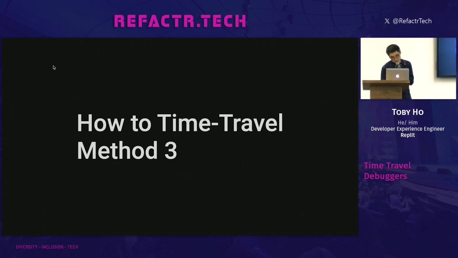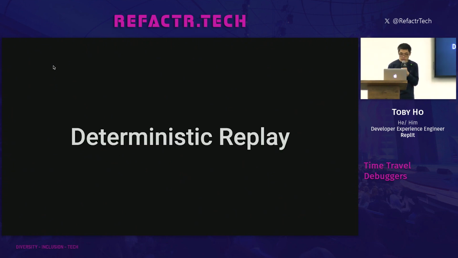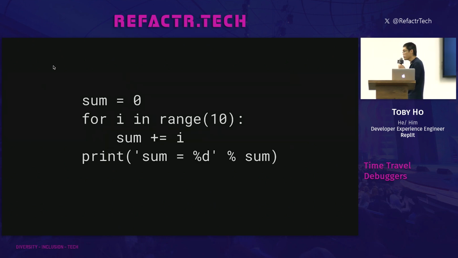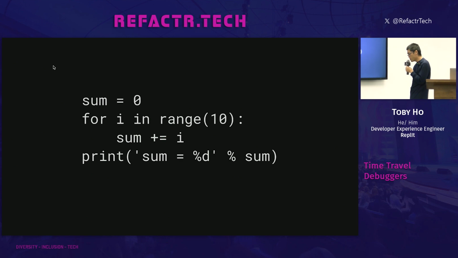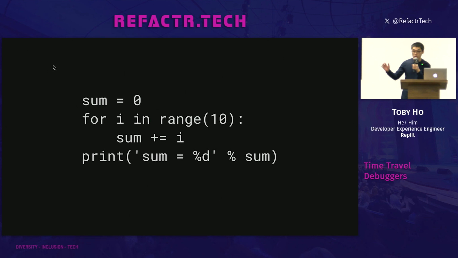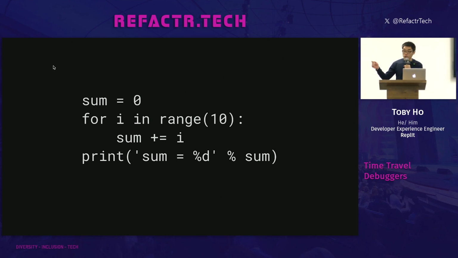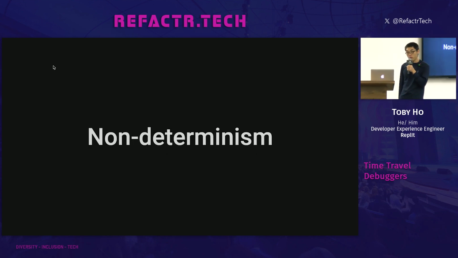How does it work? It uses a technique called deterministic replay. And if you wanted to learn more about this, it is the term to Google. So it's based on the idea of determinism. Most programs are deterministic. So if you run this program 100 times, it'll spit out the same thing every single time. However, there are sources of non-determinism.